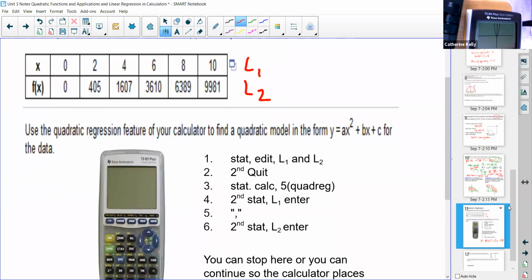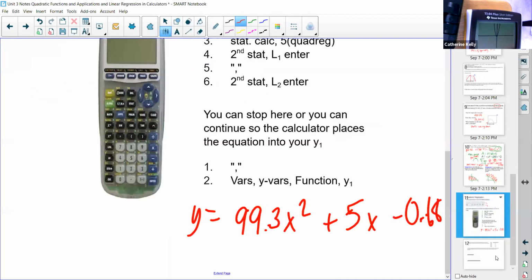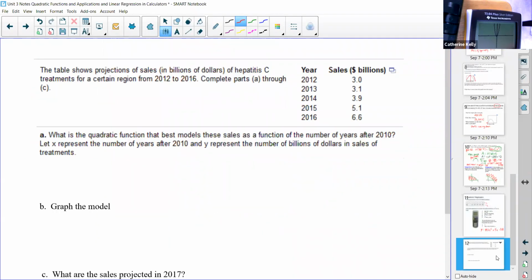All right, let's look at the next one. The table shows a projection in billions of dollars for hepatitis C treatments for a certain region from 2012 to 2016. So we're going to do what's the quadratic function that best models these areas as a function of the number of years after 2010. So X is the number of years after 2010. So 2010 is 1. So by this time, the year would be 2, 3, 4, 5, and 6.